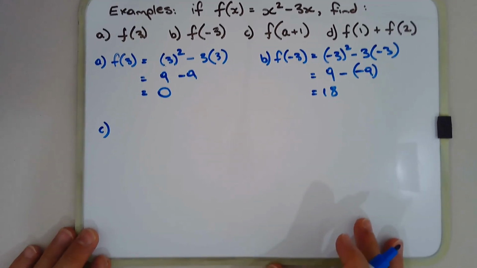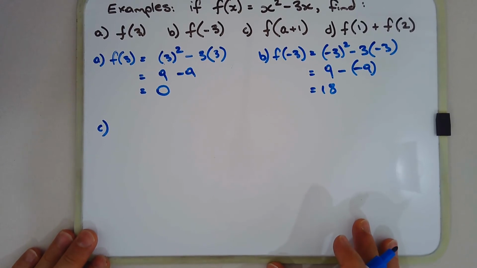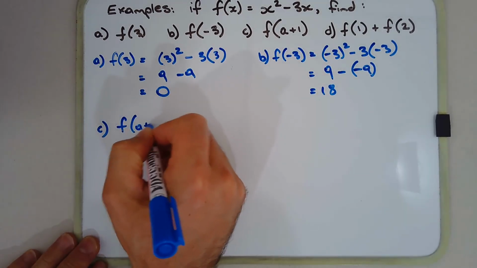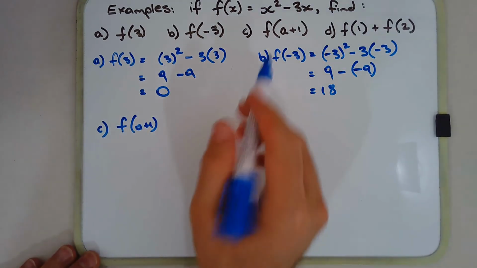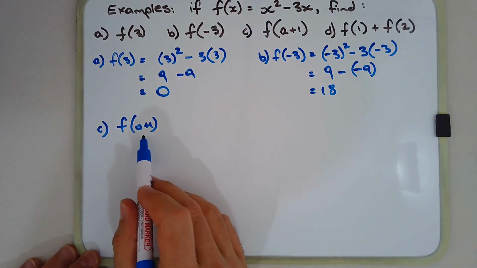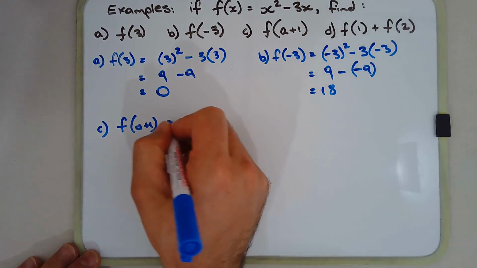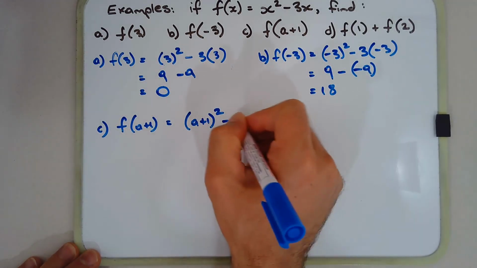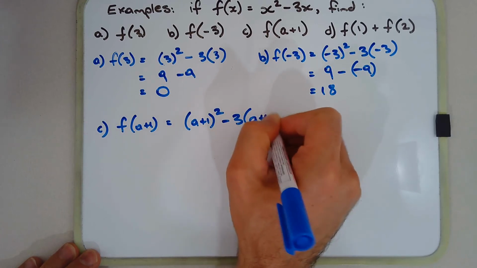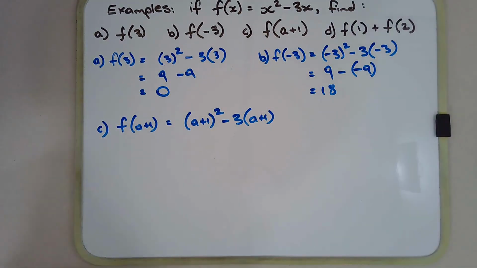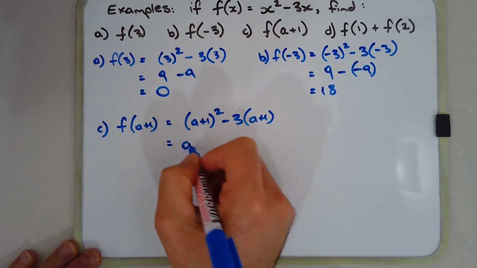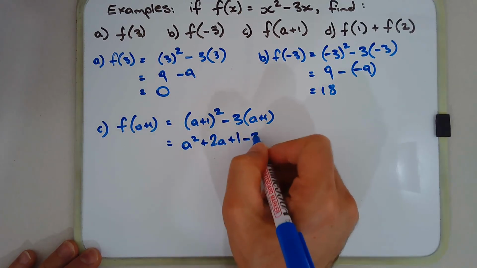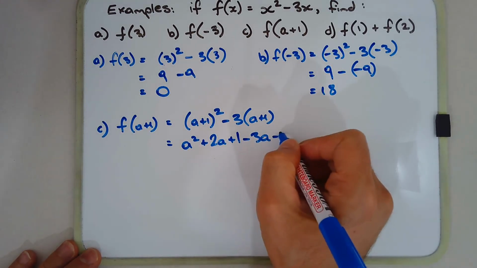So this is f of a plus 1. So just leave that there. f of a plus 1. We'll do the same thing. Wherever you see x, we're going to substitute a plus 1 in its place. So that's going to be a plus 1 all squared minus 3 outside of a plus 1. Okay, that's a perfect square. So that'll be a squared plus 2a plus 1 minus 3a minus 3.